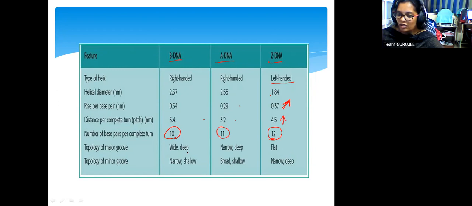So my major groove will be wide and deep, as we have seen in the diagram. Then here, narrow and deep. But in Z form, the major groove will be flat. So the structure of the Z form of DNA will be entirely different. It won't be like a normal DNA. In case of minor groove, the B DNA is narrow, in case of A DNA it's broad, and in case of Z DNA the minor groove is narrow.